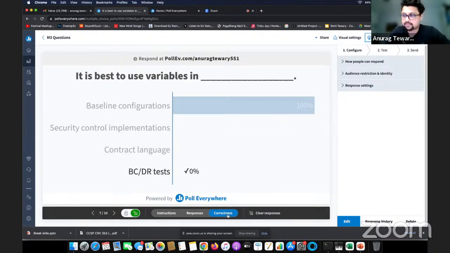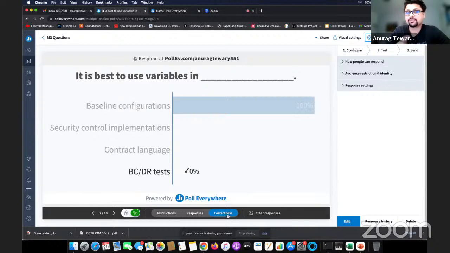If you're doing that, you use randomness there. That's the variable I'm talking about. You will never have a variable in a baseline configuration. Baseline configuration should be pretty much locked down. It should always be prescriptive and specific enough to say what the configurations should be that any instance running that technology should adopt from the get-go. Contract language and security control implementation should not have any variables.